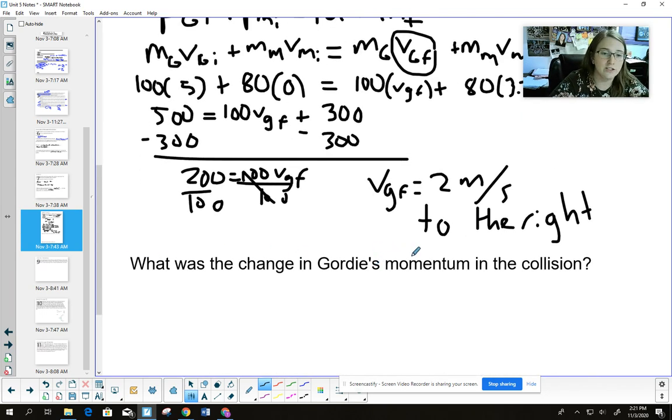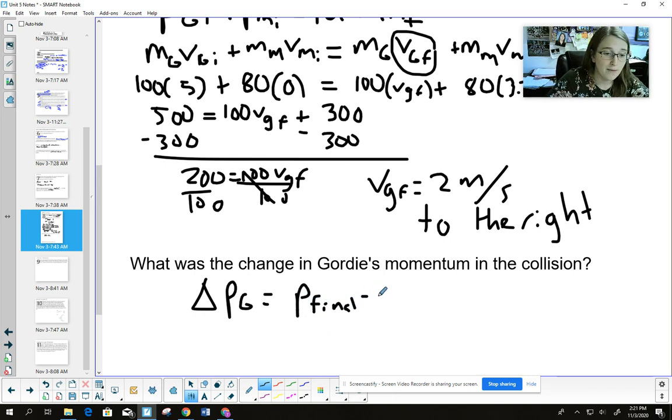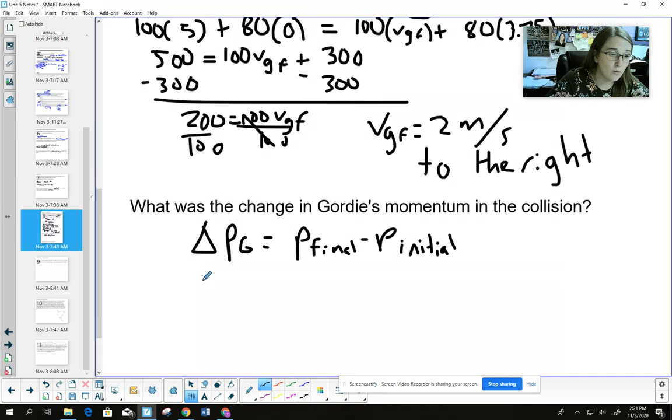It says, what was the change in Gordy's momentum in the collision? So we need to know his change in momentum. We know how to do this because we've done change in momentum many times. We're looking at just Gordy. What was his final momentum minus his initial? Just his. So take a moment. I'm going to write one more thing.